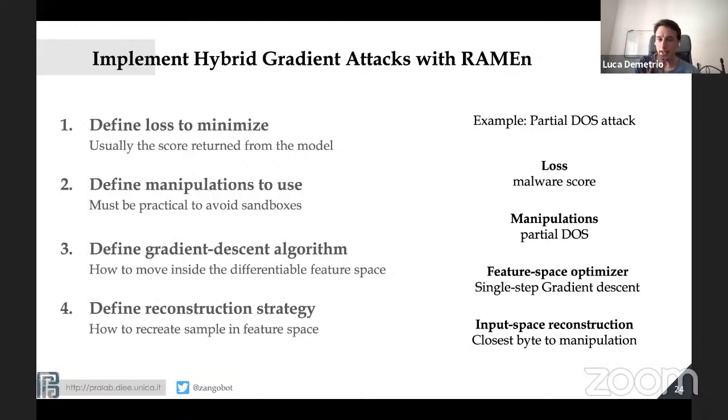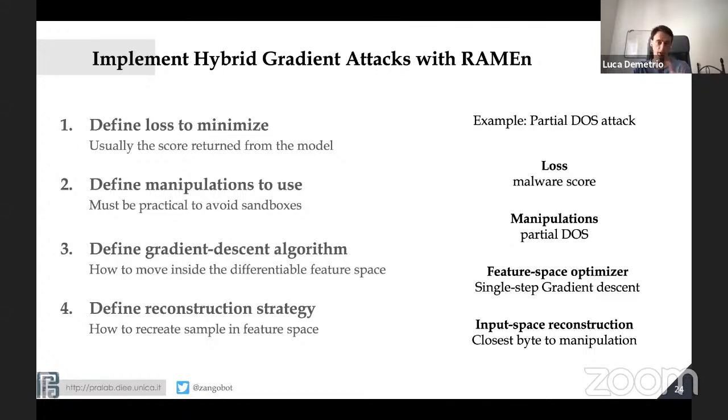Okay, so here there are more steps to implement with respect to the black box attacks, because you have to define the loss function, and you're good with that, and then you define the manipulations, and again we are good with that. But then you have to define two more steps. First one is how you do gradient descent on feature space. So you need to say this is the optimizer I want to use: gradient descent, ADAM, and you can think about every possible thing you might want to use. Then you have to define a strategy to use for reconstructing the sample after you conclude the gradient descent.